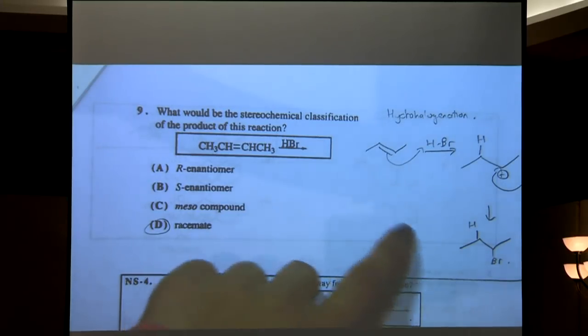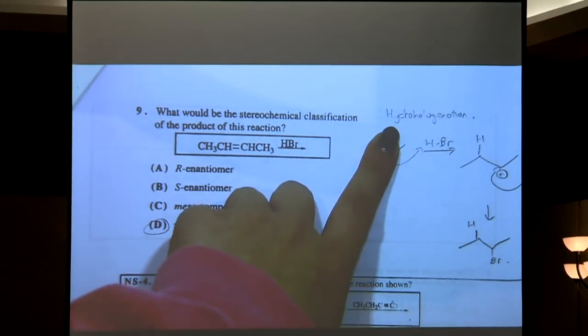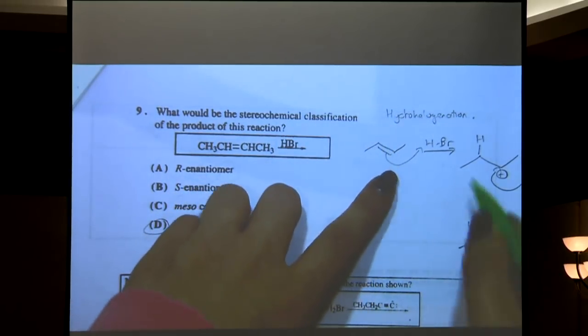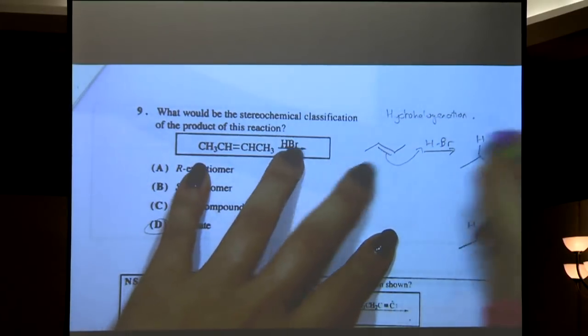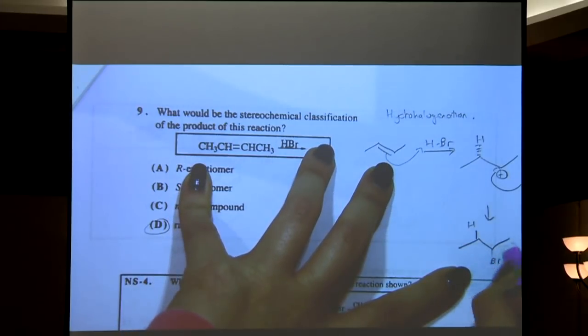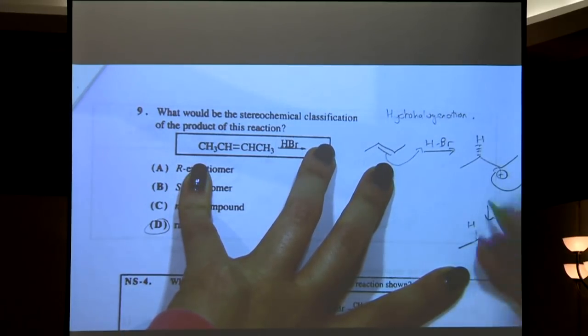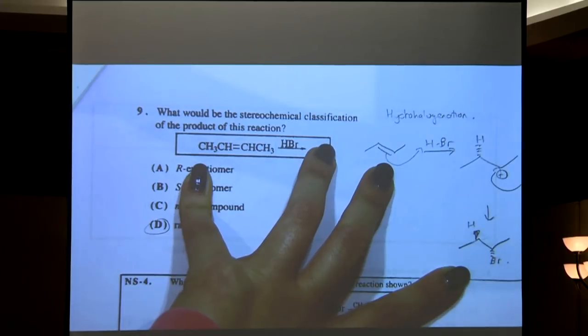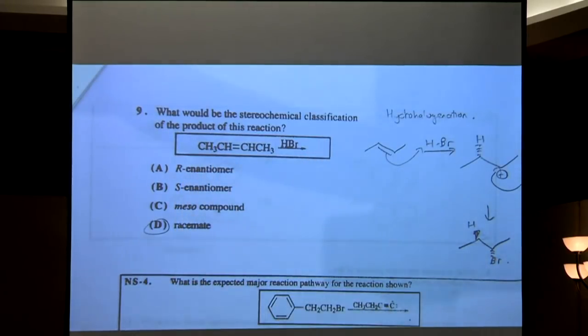So since we know hydrohalogenation can be anti, then hydrogen can go ahead and add on a dash, while bromine can go ahead and add on a wedge. But then we could also have the opposite. So bromine can add behind the plane, and then hydrogen can add above. So that's why we get the racemic mixture. Does that make sense? So for hydrohalogenation, you can get syn and anti.